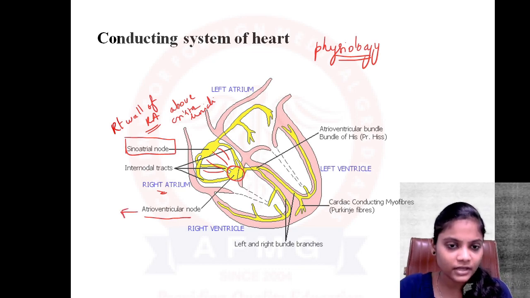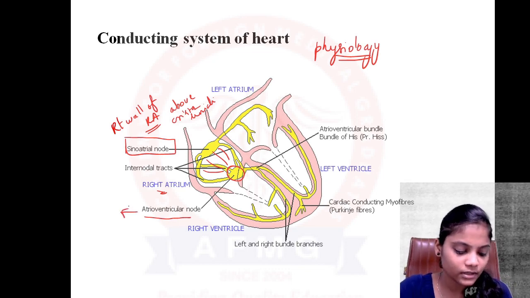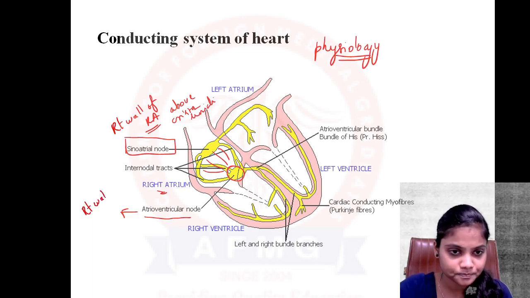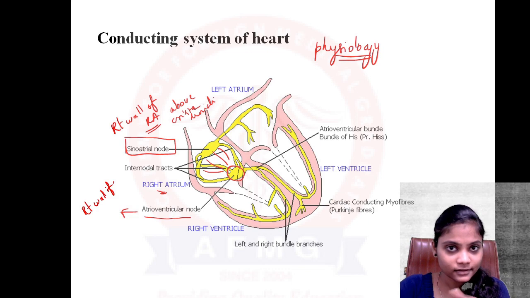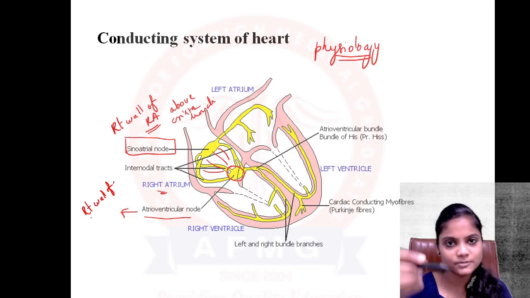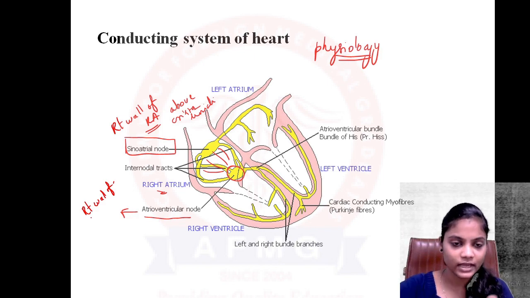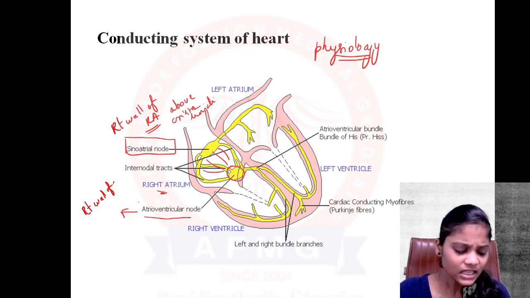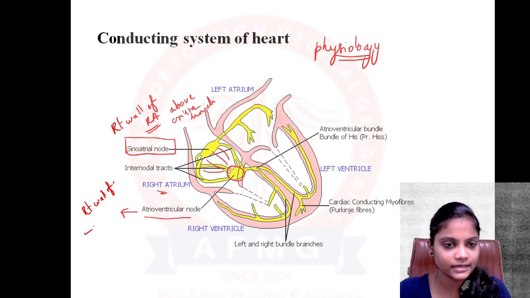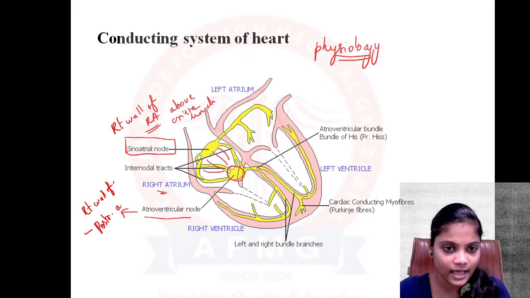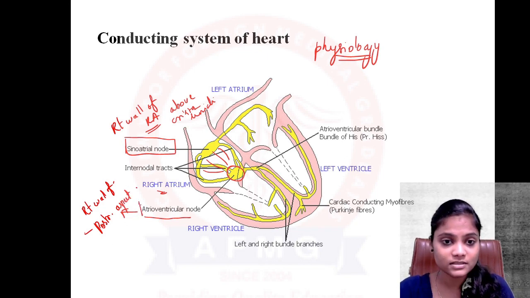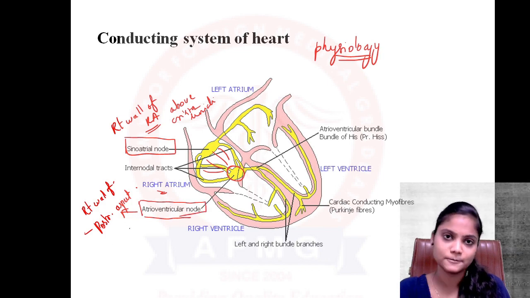The position of the atrioventricular node is also important. It is also on the right side, in the right wall of the atrioventricular septum. It is present between the atria and ventricle. Is it present in the anterior or posterior aspect? It is present in the posterior aspect. That is the second important point in your conducting system.